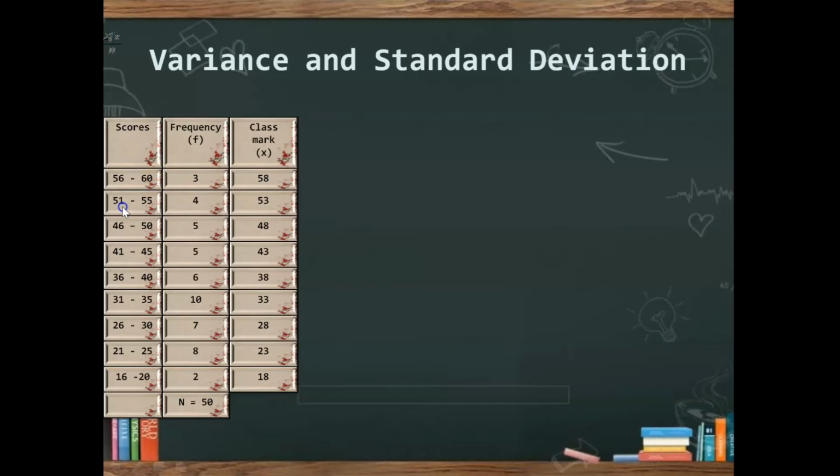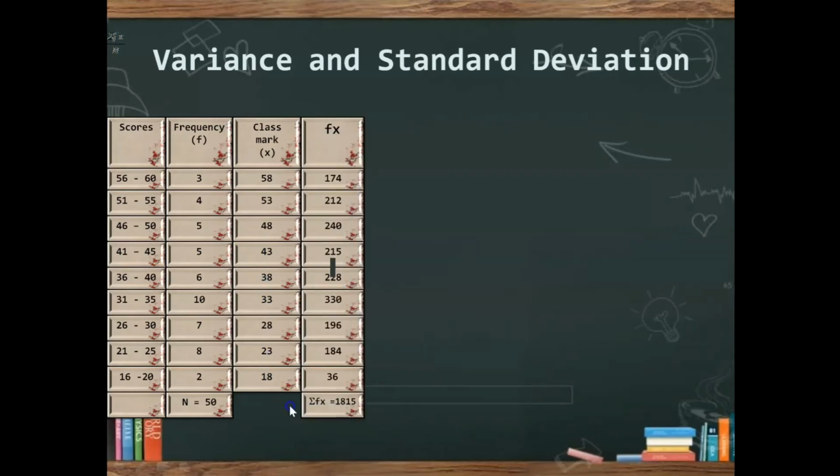51 plus 55 divided by 2 is equal to 53. 46 plus 50 divided by 2 is equal to 48. 41 plus 45 divided by 2 is equal to 43, until you get all the values needed here in class mark. Then proceed to the next column, fx. How to find the fx? You need to multiply the frequency and class mark.